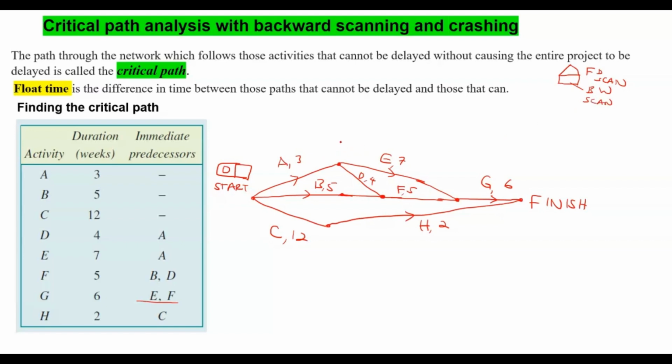All right, let's do our forward scan. So that means that junction or that node, and you could come this way, and that's going to be 3.